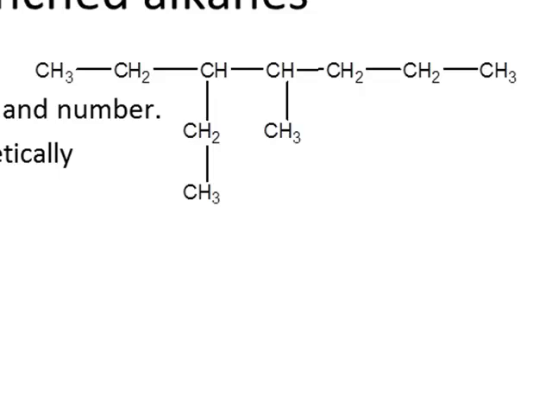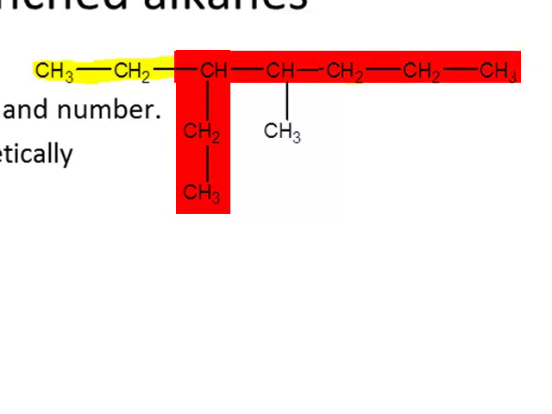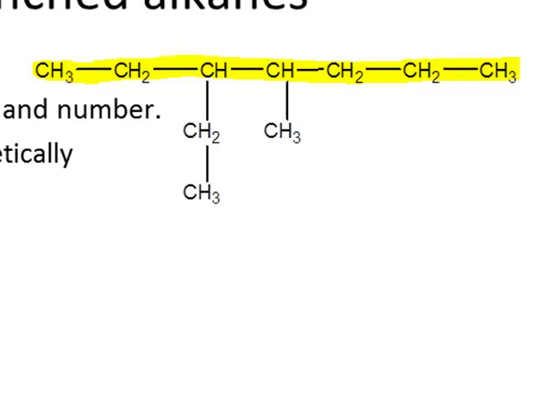Okay, so I want to find the longest possible chain. There's a couple different options here. I'm going to choose just going straight across the top. If you chose to start here and go that way, you'll actually get the exact same answer, which is the correct answer. So this has a total of 7 carbons. So again, I know I'm dealing with a heptane.